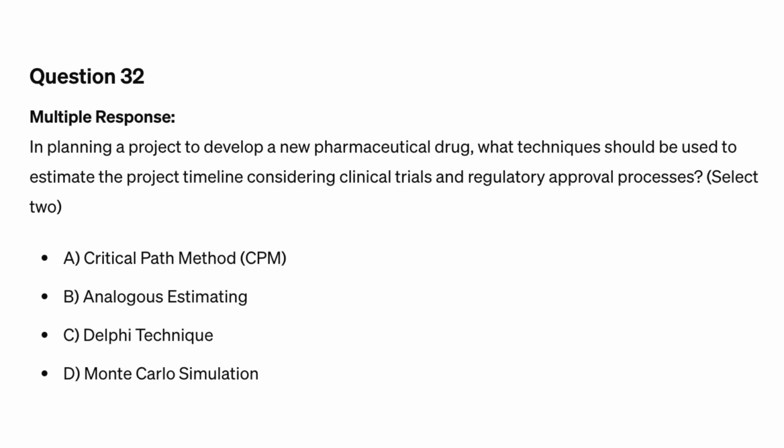Question 32. In planning a project to develop a new pharmaceutical drug, what techniques should be used to estimate the project timeline considering clinical trials and regulatory approval processes? Select 2. A. Critical path method (CPM). B. Analogous estimating. C. Delphi technique. D. Monte Carlo simulation.